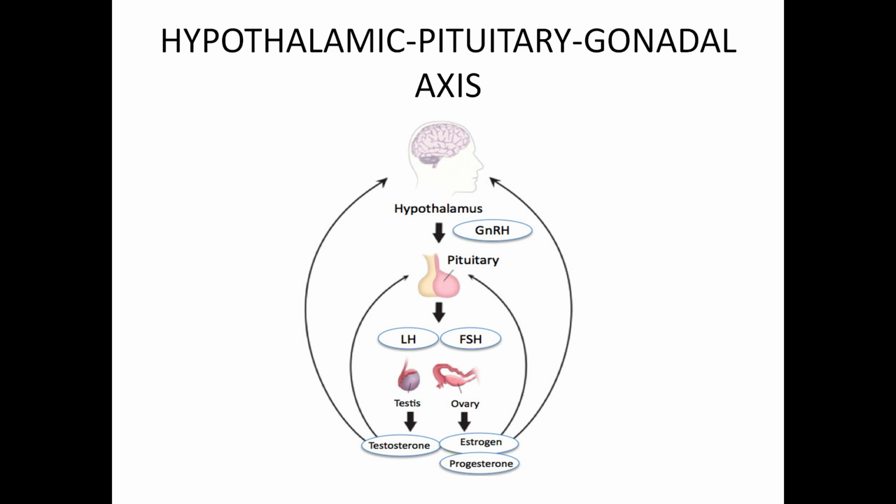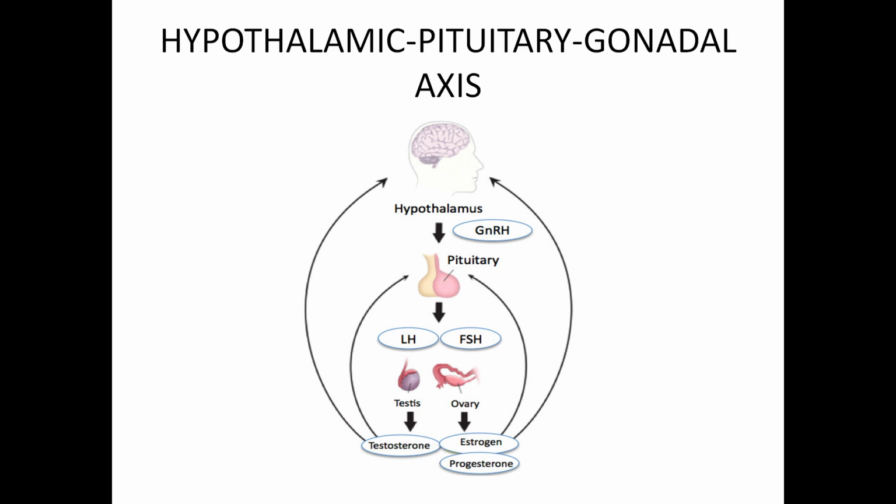Here you can see the hypothalamus secretes gonadotropin releasing hormone. Then this gonadotropin releasing hormone acts on the pituitary gland. Then the pituitary gland secretes luteinizing hormone and follicle stimulating hormone. The luteinizing hormone acts on the testes, and follicle stimulating hormone acts on the ovary. And the activated testes and ovary then secrete hormones: the testes secrete testosterone and the ovary secretes estrogen and progesterone.